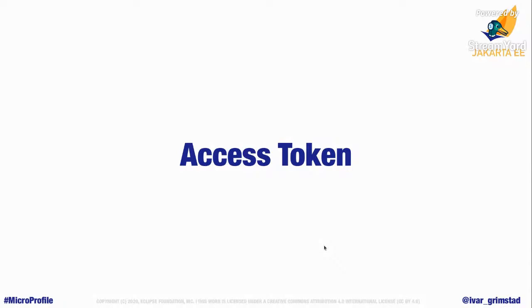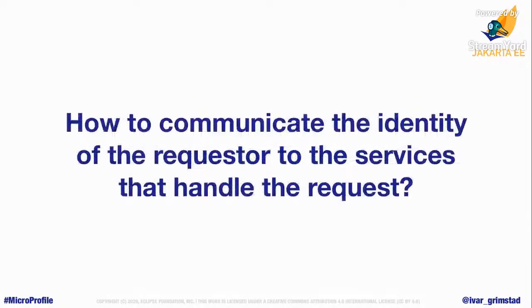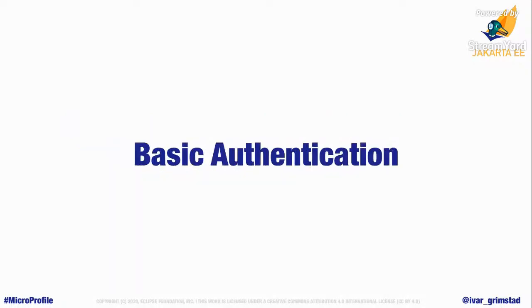So the last pattern I'll go through today is the access token. And the problem statement of access token is how to communicate the identity of the requester to the services that handle the request. And to just put some ground around this, I'll go through some authentication mechanisms. So the first one you're probably familiar with is basic authentication.